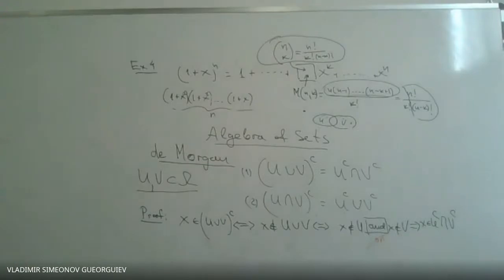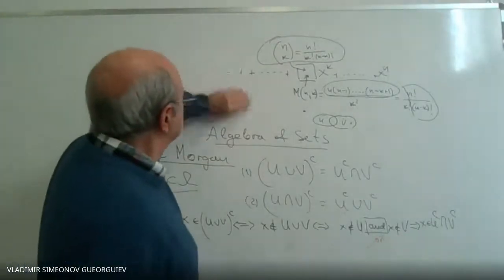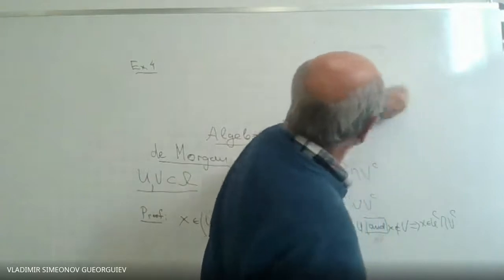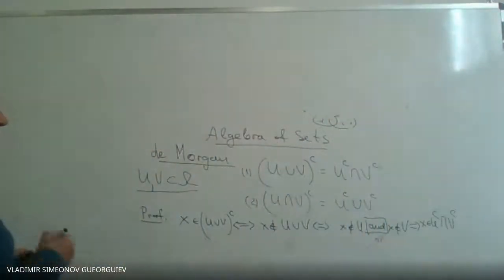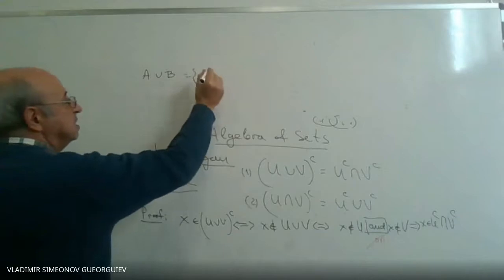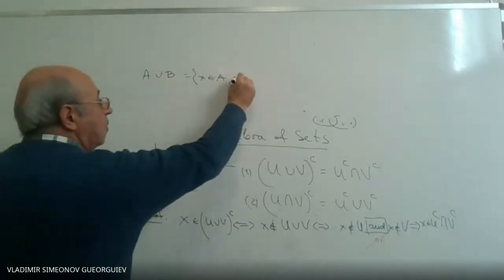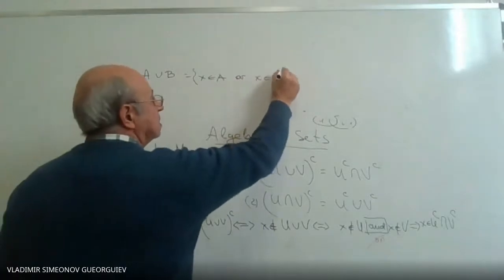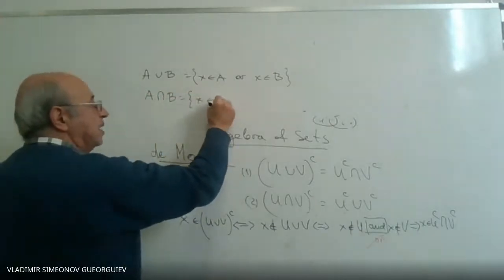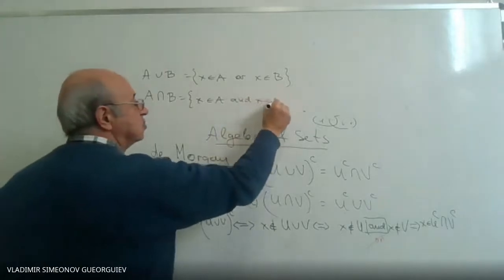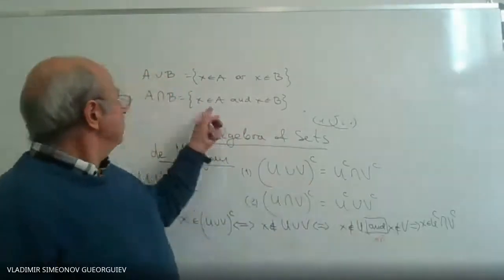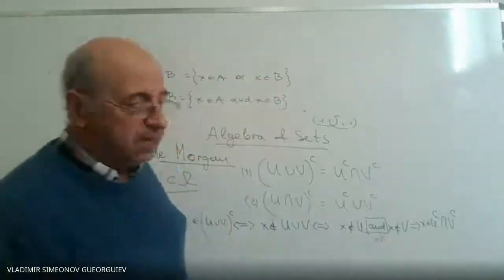In fact, remember that for two sets, if you put A union B, what is this? x belongs to A or x belongs to B. If I put intersection, this means x belongs to A and x belongs to B. So it was important to have this "and". Therefore, our intersection becomes really in this way.